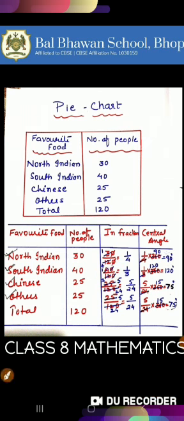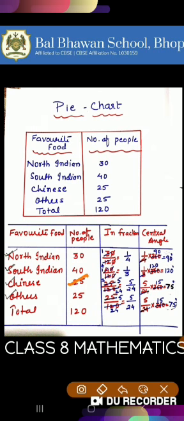In the third number it is 25. So 25 upon 120, after cancellation we will get 5 by 24. Fourth number is 25. So it will be again 25 upon 120, which is equal to again 5 upon 24. And no need to do this for the total, right? So we will find out 4 fractions for 4 corresponding numbers.